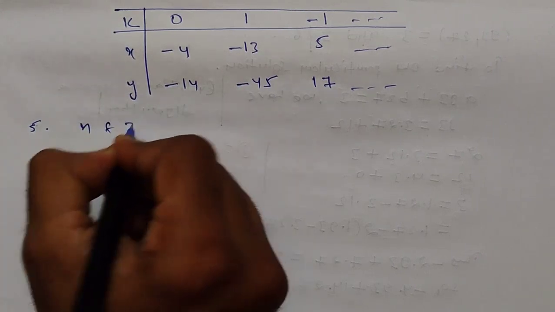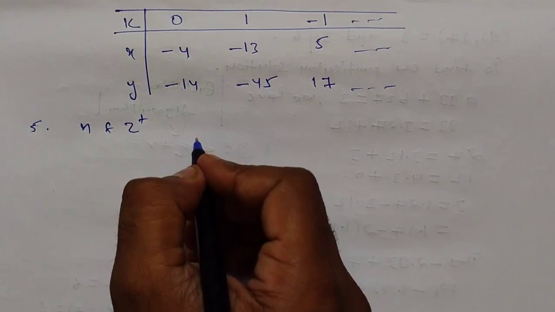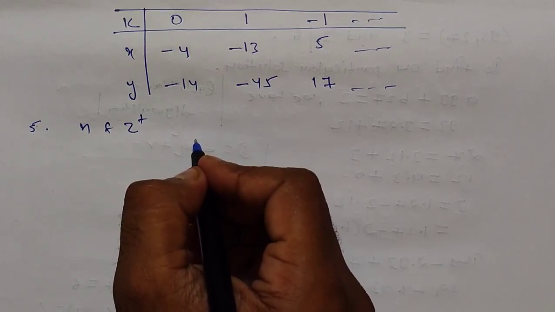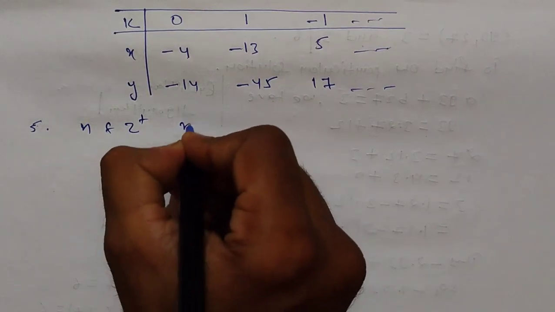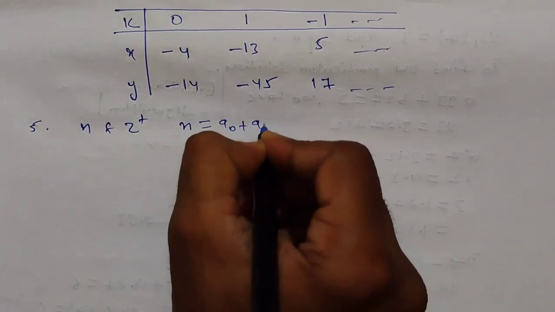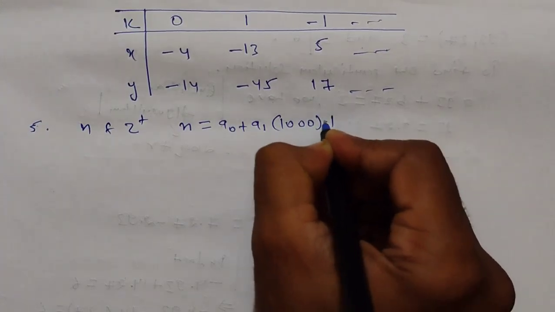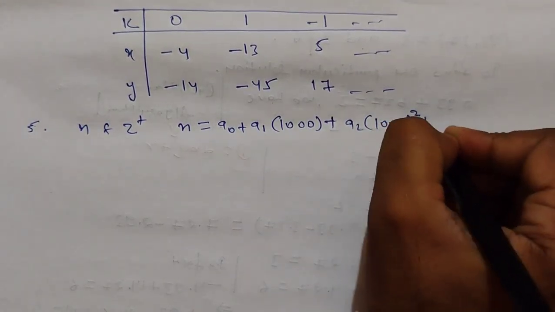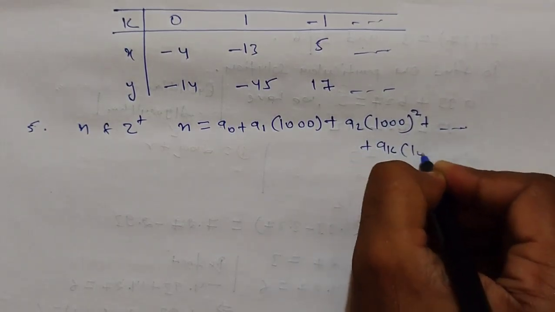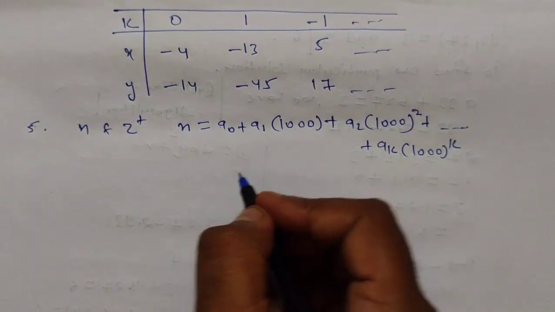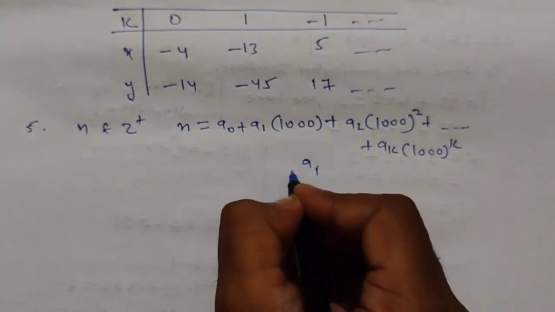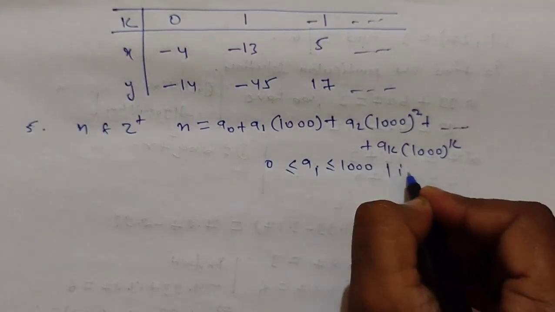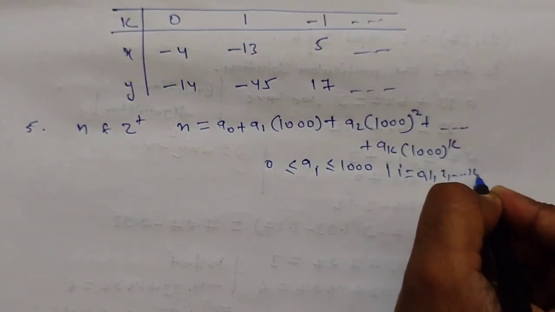Now let n belong to the positive integers, and this is already what we have: n is equal to a0 plus a1 times 1000 plus a2 times 1000 to the power 2 plus dot dot dot plus ak times 1000 to the power k, where 0 is less than or equal to ai, which is less than or equal to 1000, and also i belongs to 0, 1, 2, up to k.